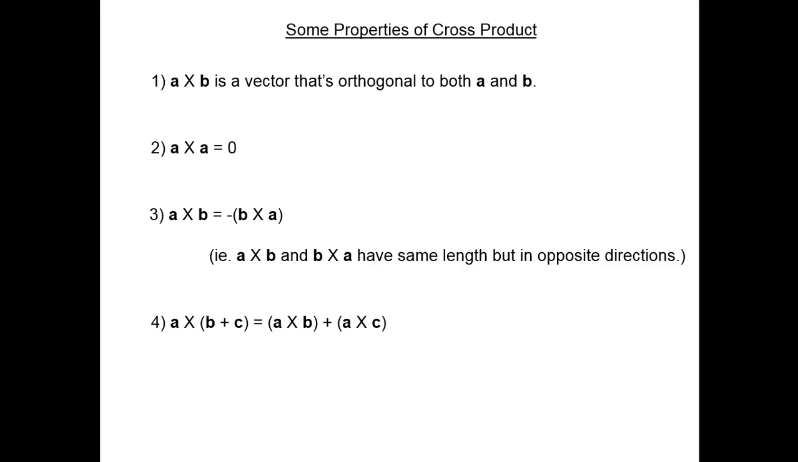And then the last property, that this is distributive: A cross the sum of B plus C would be the same as A cross B plus A cross C. And that's it for cross product.